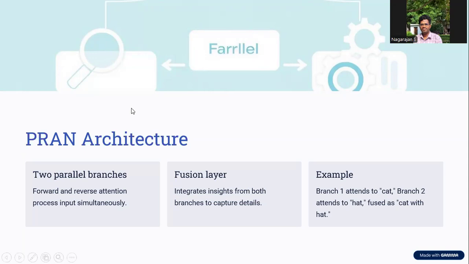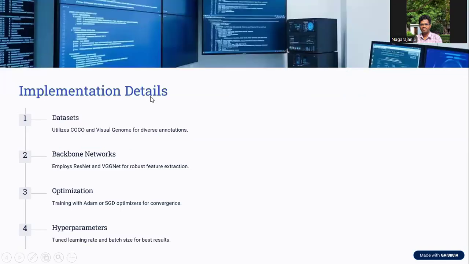Now the question arises, why do we need this kind of PraNet architecture? Before that, let's talk about implementation. If you want to implement it, you can go ahead with a publicly available dataset like COCO, backbone networks like VGG or ResNet, and optimization. Optimization means getting the best solution for the given problem. We can train with either Adam or any other algorithm. And for hyperparameters, we can tune the learning rate and batch size for good results.